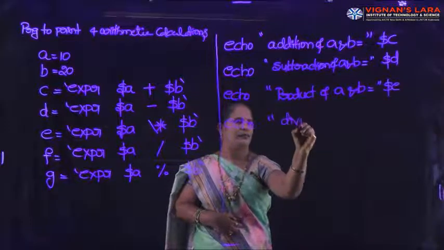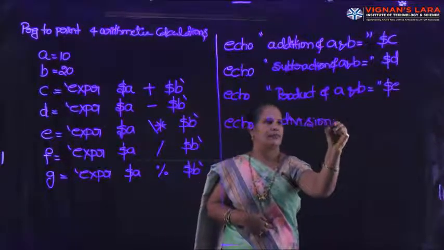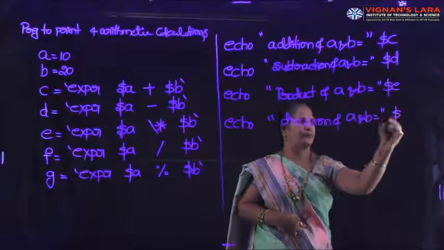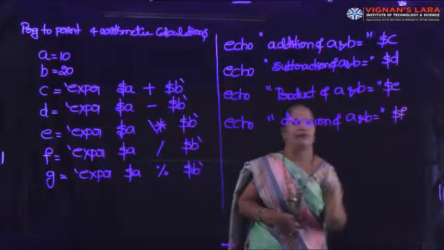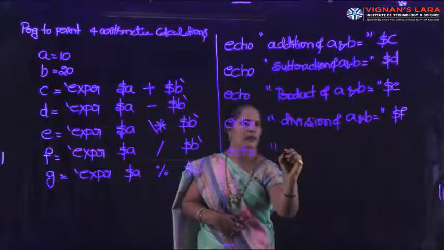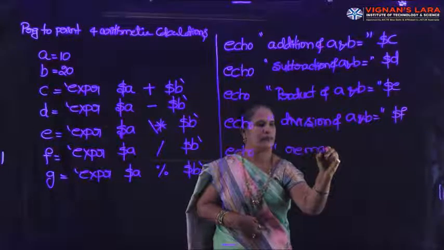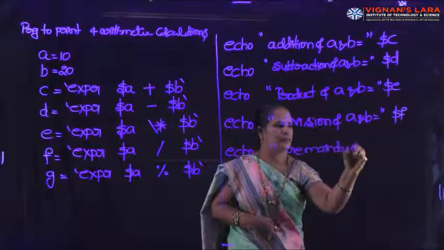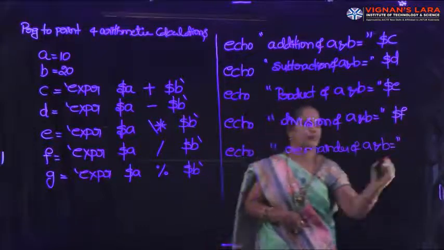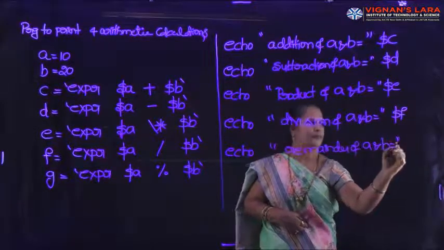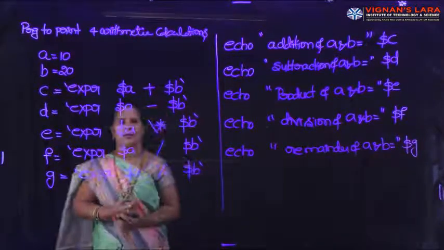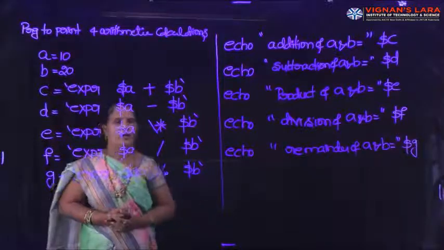Next, division of A and B is equals to $F. Next, remainder of A and B is equals to, where the remainder is stored in a variable G. This is the program to perform all arithmetic operations.